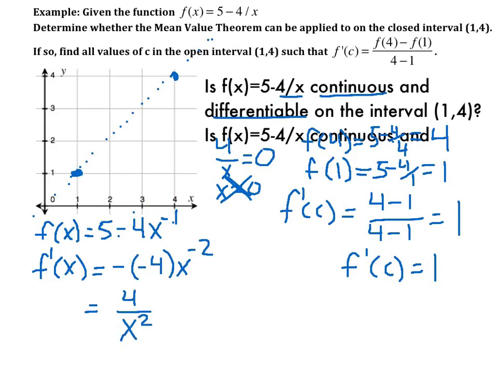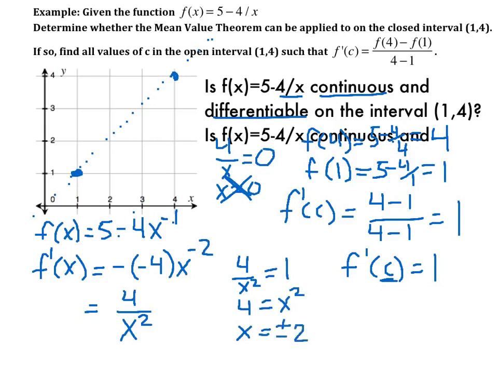So what we need to be able to do is find what value of x is going to give us 1 right here. So I'm just going to set this equal here. So 4 over x squared is equal to 1. And we can see that will be 4 equals x squared. And if we take the square root, x is going to equal plus or minus 2.